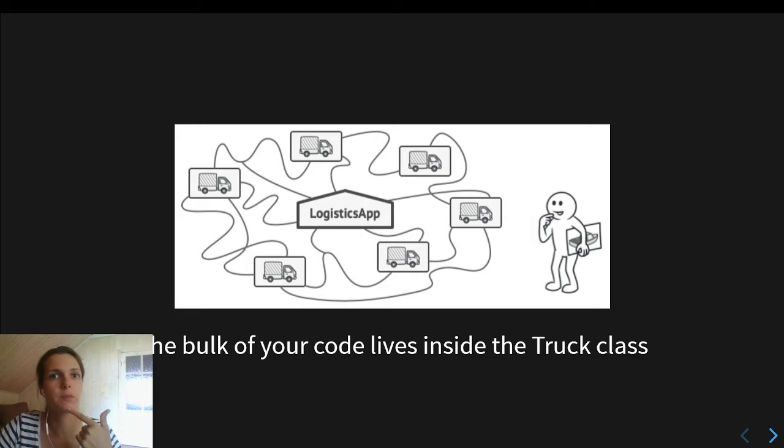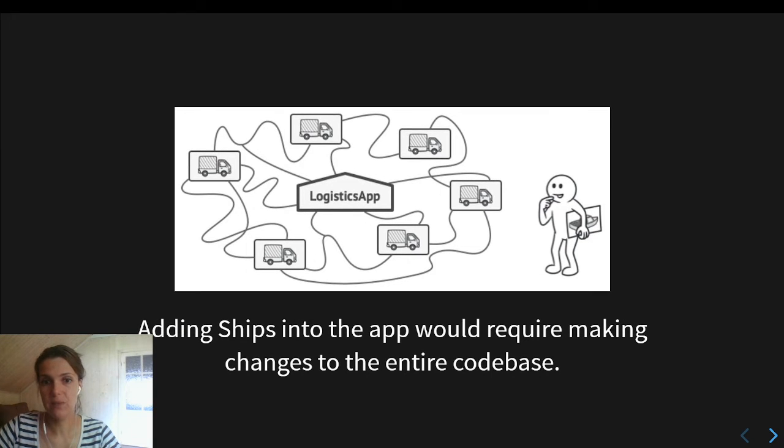After a while, your client comes to you and asks you to incorporate sea logistics into the app. His company grows, and of course, that's wonderful. But what about our code? At present, most of it is coupled to the truck class. Adding ships to the app would require making changes to the entire code base. Moreover, if later you need to add another type of transportation to the app, you'll have to make all these changes again. As a result, you'll have messy code and you'll have to forget about the DRY principle, which says you never repeat yourself.